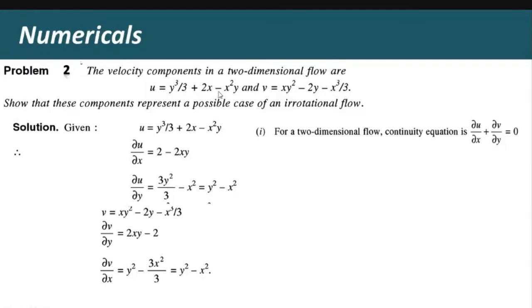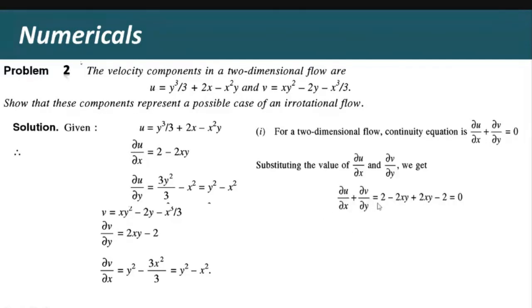So for two-dimensional flow, the possible case of flow satisfies the continuity equation, which is del u by del x plus del v by del y, and that should be equal to 0. So put the value of del u by del x, it is 2 minus 2xy, plus the value of del v by del y, plus 2xy minus 2. So del u by del x plus del v by del y equals 2 minus 2xy plus 2xy minus 2. So 2 minus 2 cancel, minus 2xy plus 2xy cancel, that equals 0. Therefore the given case is a possible case of fluid flow, okay.